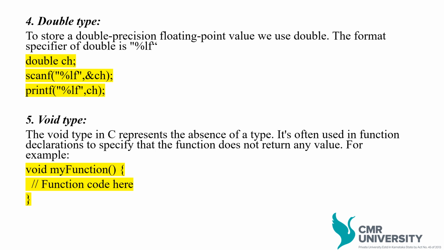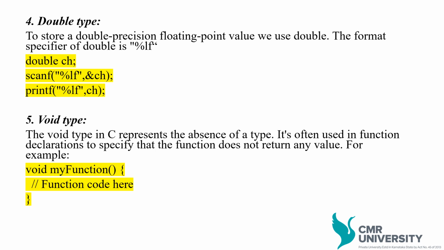So we'll go through the double type next, which is used to store a double precision floating point value. We use double here, and the format specifier of double is percentage %lf, commonly known as long float. And here double followed by the variable name is the syntax, followed by scanf and printf for printing the output.